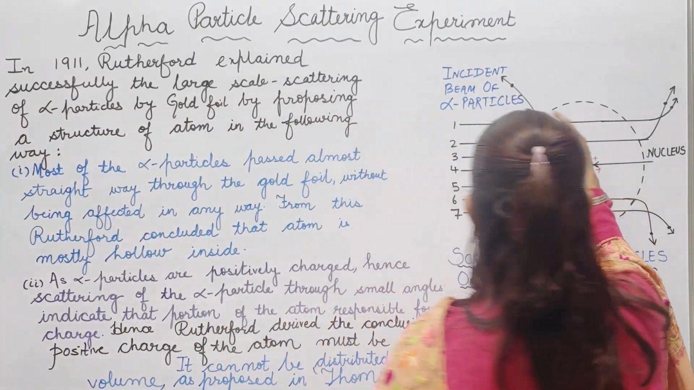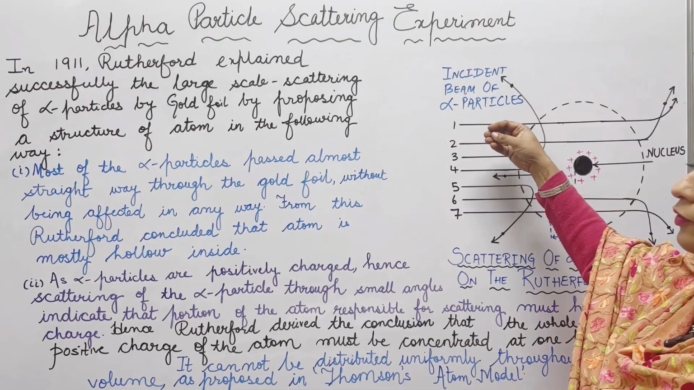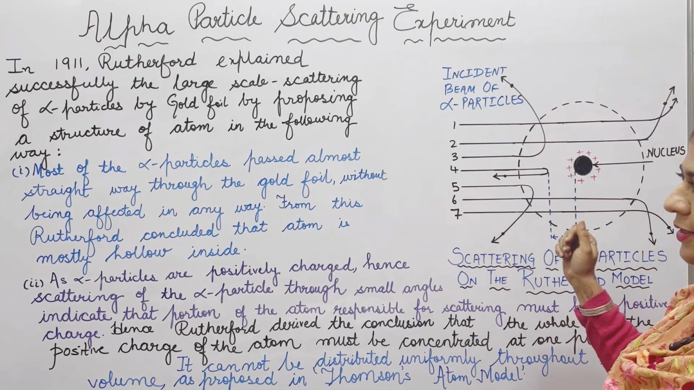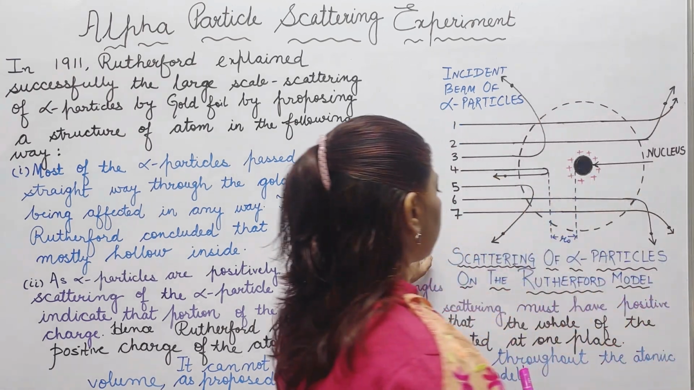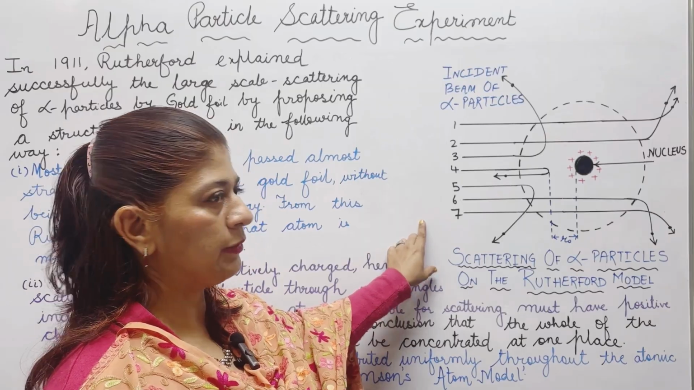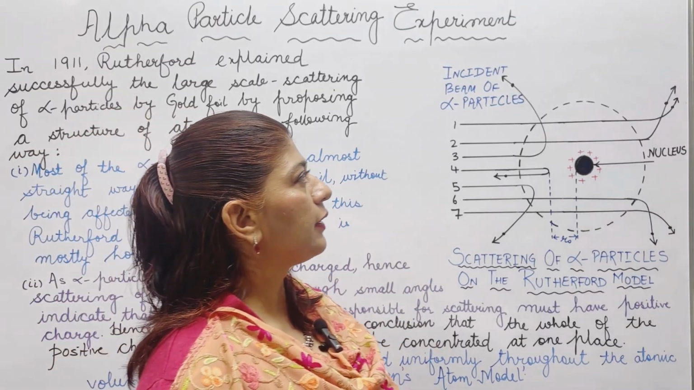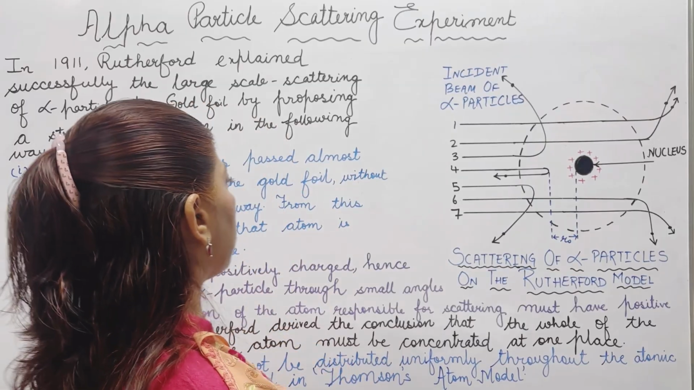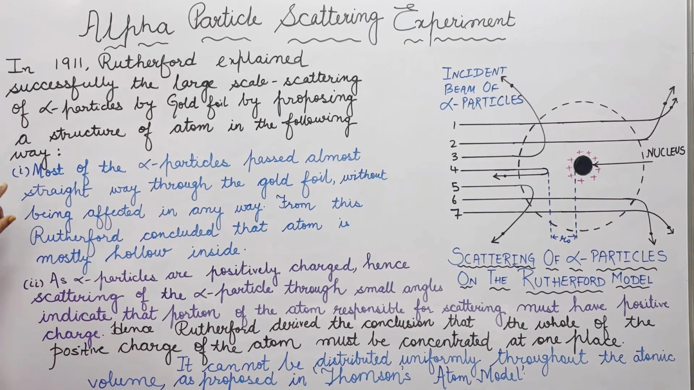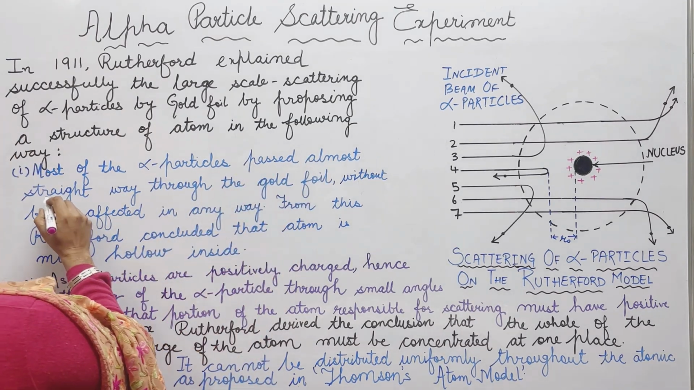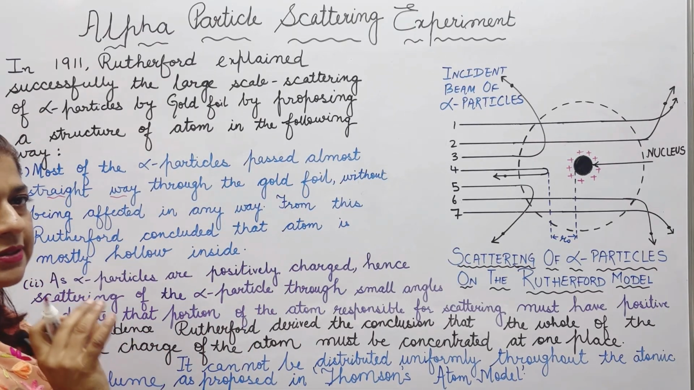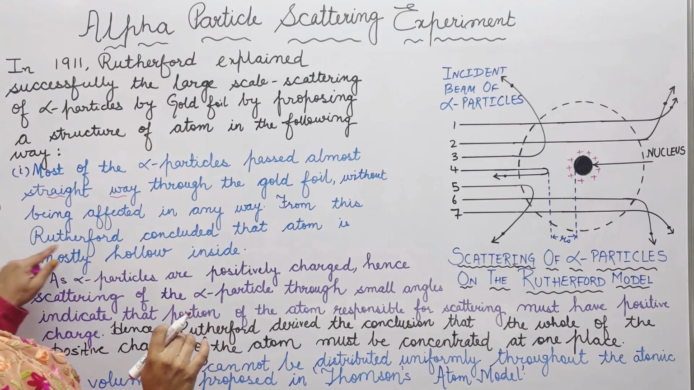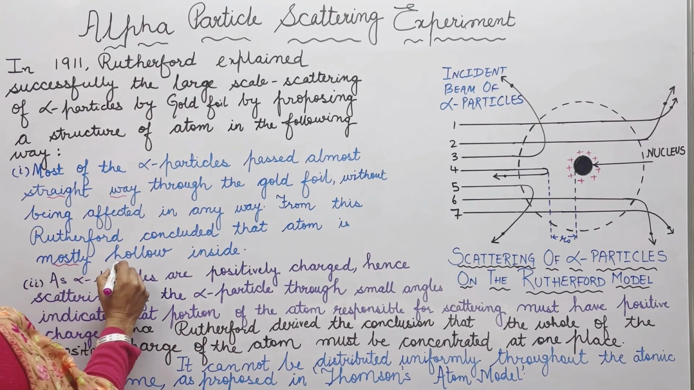This is the nucleus of a single atom, and a few incident beams of alpha particles are considered, and the deflection can be seen from the diagram of the scattering of alpha particles in the Rutherford model. Looking at the diagram, we can see that most of them go undeflected. This is the first conclusion he found: most of the alpha particles passed straight through the gold foil without being affected in any way. This suggests, Rutherford concluded, that the atom is mostly hollow inside.